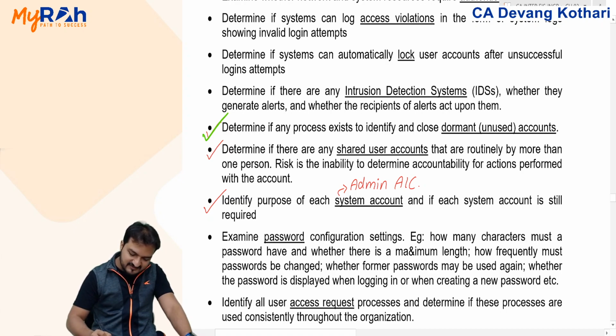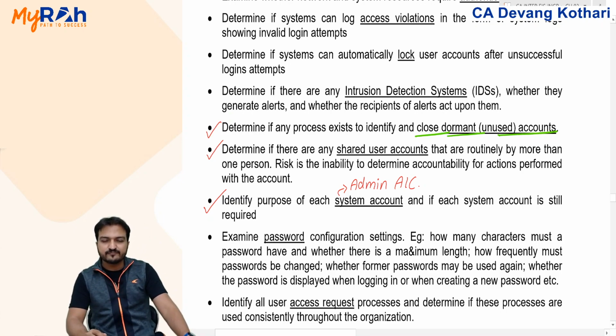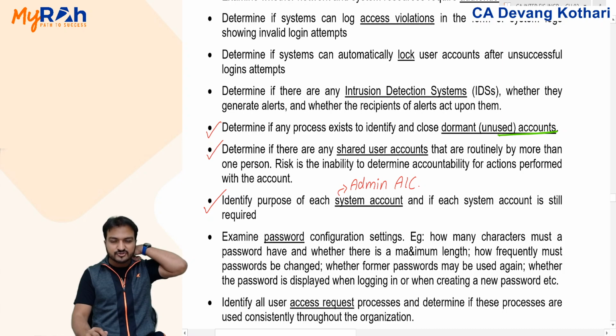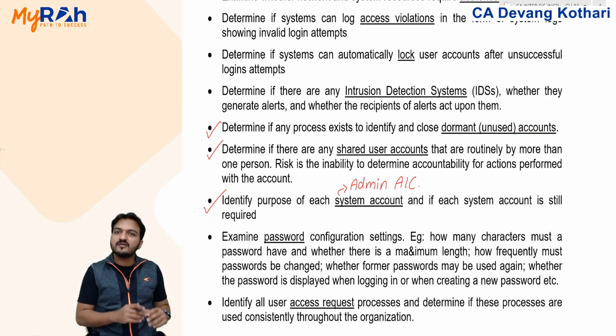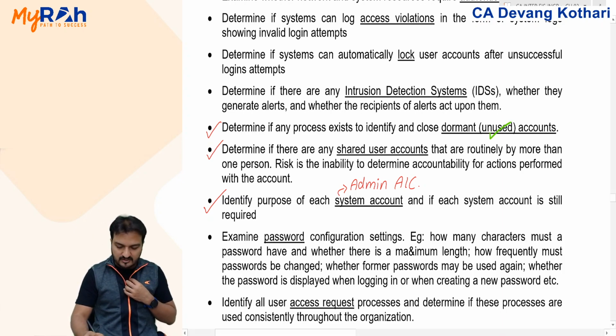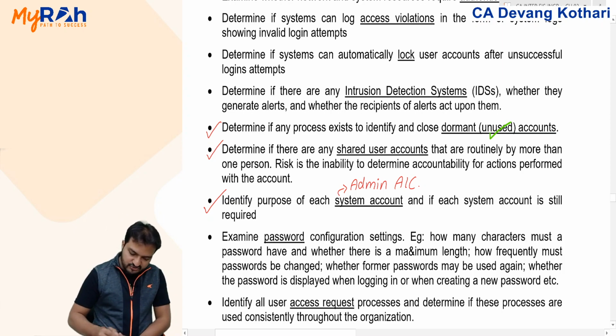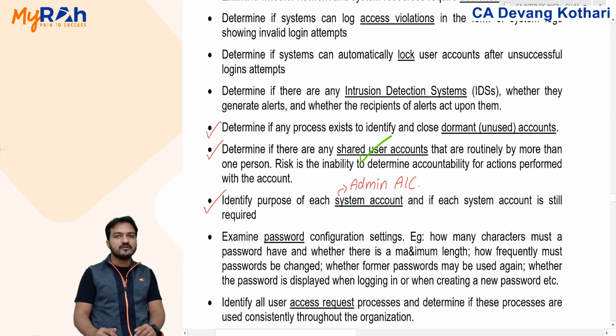Determine if any process exists to identify closed or dormant accounts. If there are any unused accounts, then your auditor should determine what the unused accounts are. In fact, the auditor should check whether the company has any method to detect the unused accounts, because unused accounts might be prone to frauds.